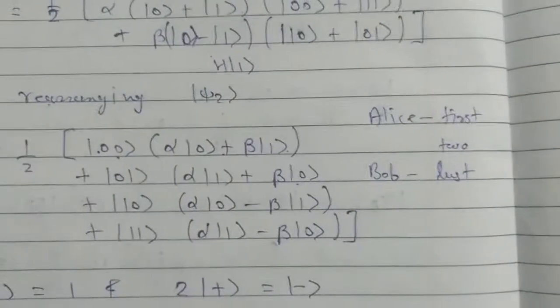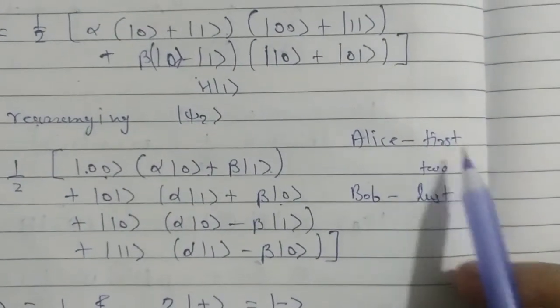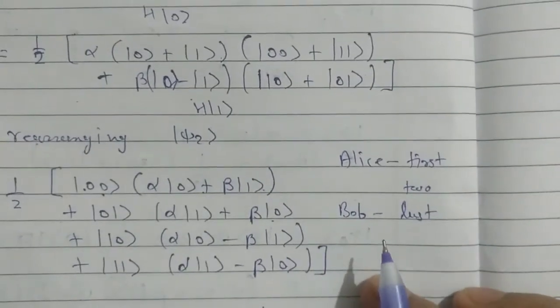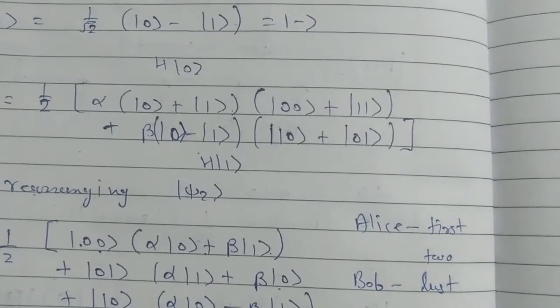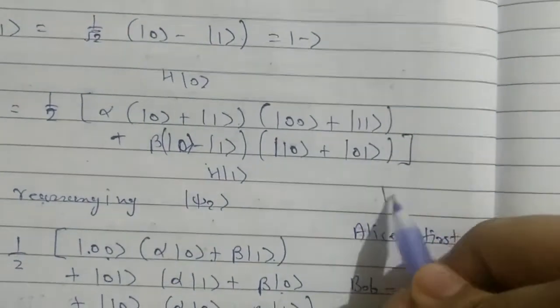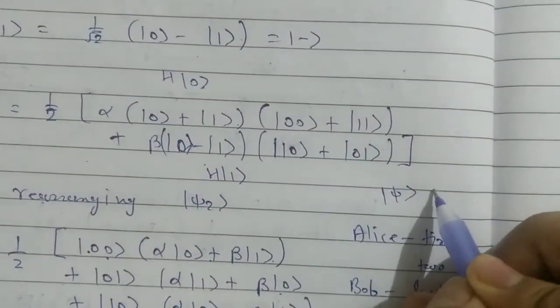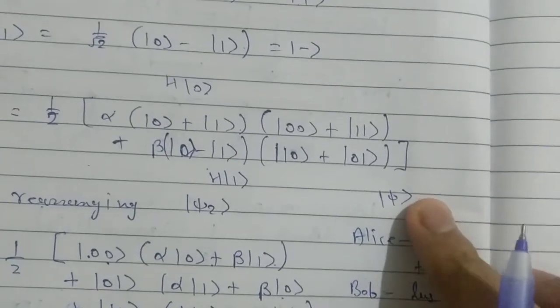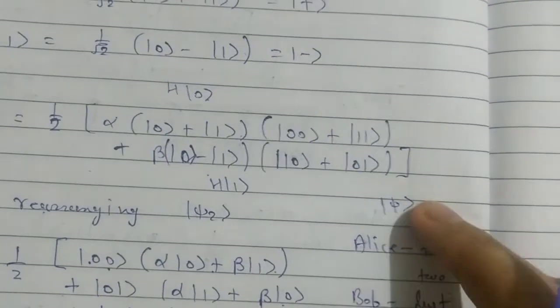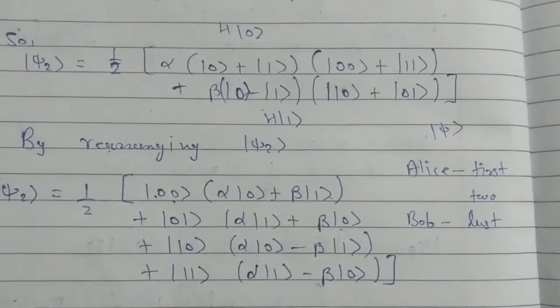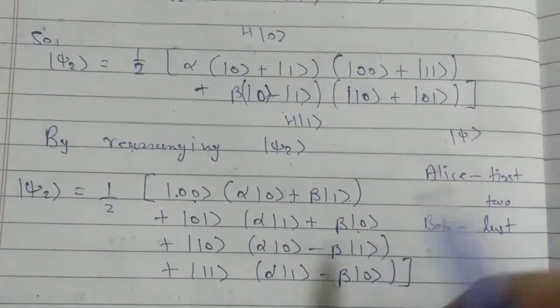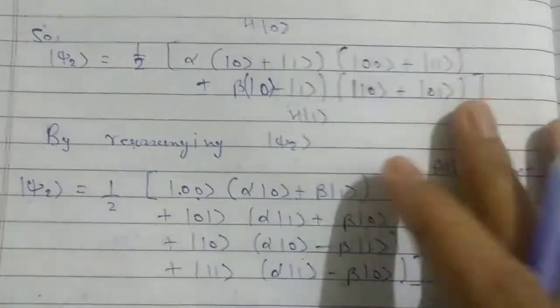Okay, now remember that Alice has the first two qubits and Bob has the last qubit, and we want to transfer psi, which is alpha 0 plus beta 1, which Alice has. We want to transfer psi to Bob. So with the help of the circuit we get the following result as psi 2.